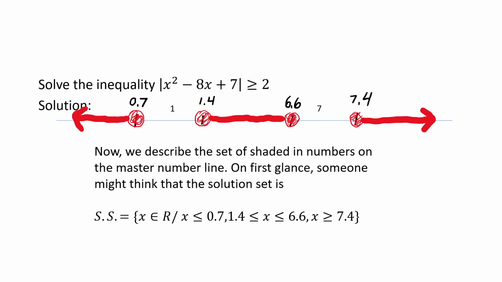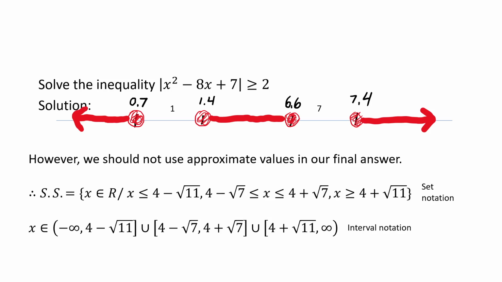So now we can describe the shaded in set of numbers on our number line, and we could say x less than or equal to 0.7, 1.4 less than or equal to x less than or equal to 6.6, and x greater than or equal to 7.4. But we know better. We're going to use our actual valid answers that we got, the irrational numbers that we got using our quadratic formula, and we're going to state the answer that way with specificity.